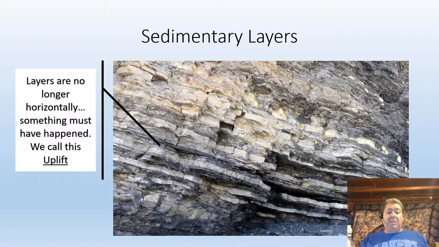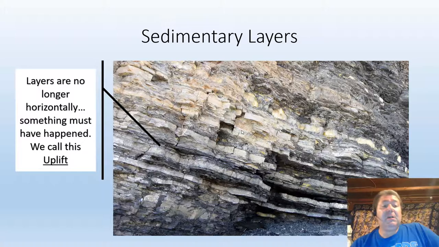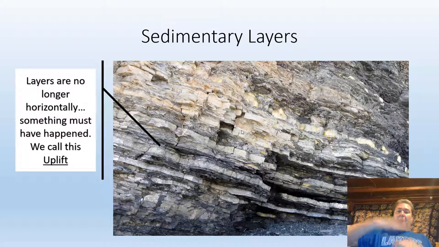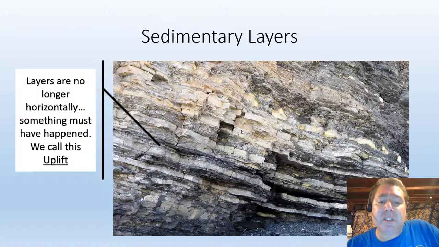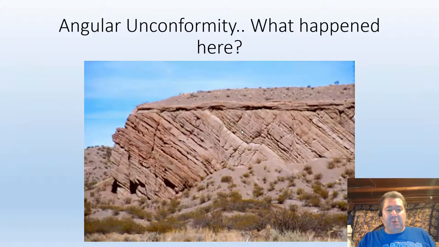Right? Here are some sedimentary layers that have been tilted. So these layers are no longer horizontal. As we can see, they're up at kind of an angle. This means something must have happened to them. We call this something uplift, right? When rocks are lifted up, they're uplifted. That's what we call it when things are tilted and moved from their original position, vertically or horizontally, right?